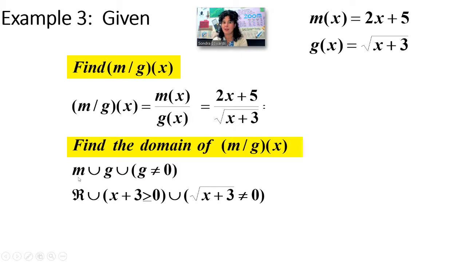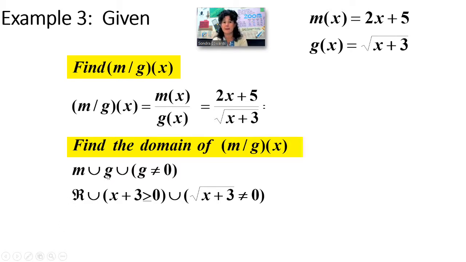Domain of m. The domain of m is all real numbers. Let's look up here, 2x plus 5. That equation doesn't have any x's in the denominator, no x's underneath an even root or the logarithm of x. So the domain for the m function is all real numbers.